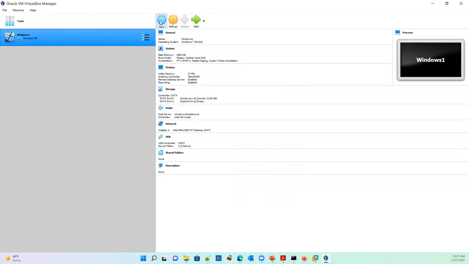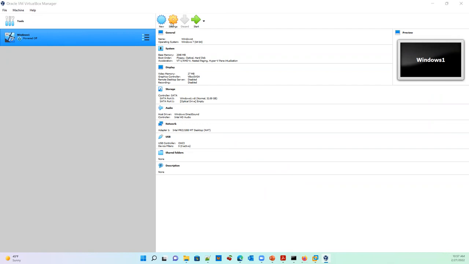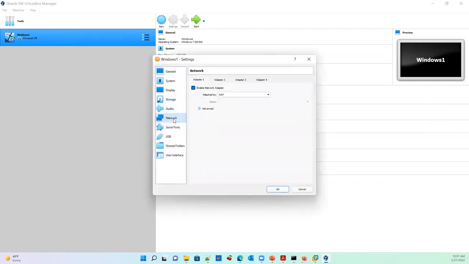You right-click, I think it's settings. You can do this one too. And you go to network. So here is how you change it: bridged, host-only, NAT. There's a couple of options. If you read the documentation, you can try those options.